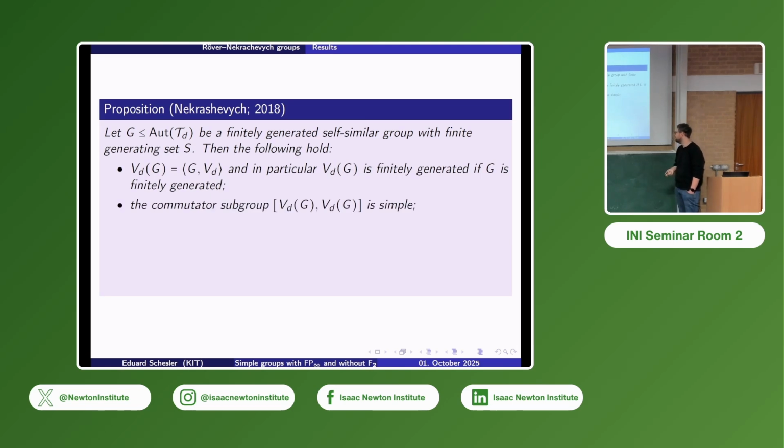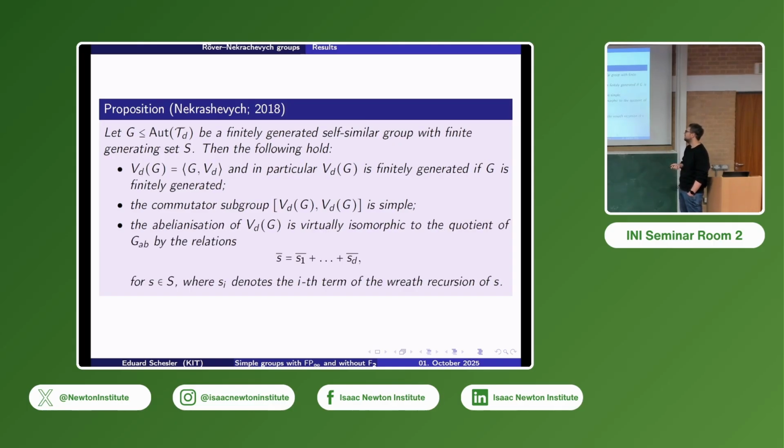What makes it interesting for us is that the commutator subgroup is simple. The group itself might not be simple. However, it's not far away. So if the group that we put in is perfect, for example, then VDG is virtually simple, since the abelianization of this group is a quotient of the abelianization of G. So VDG is not far from being simple already. It's virtually simple if G has, let's say, finite abelianization.